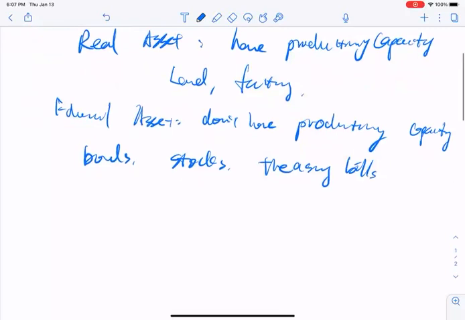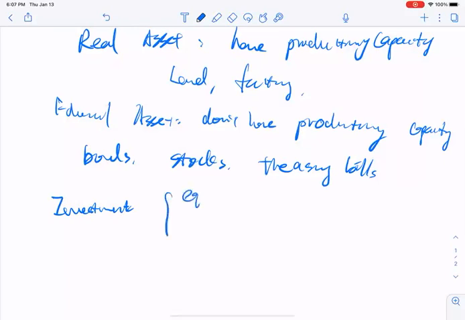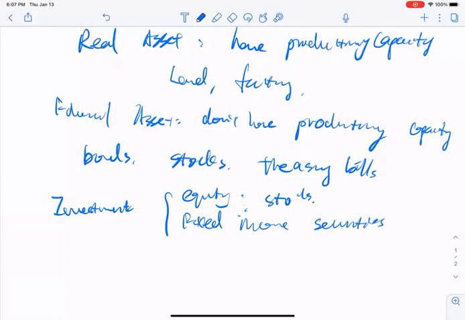So when we're doing investment, we generally have many options, right? We have equity, which is stocks, and fixed income securities. And when it's fixed income, usually we'll have two types of market, right? Money market and capital market.